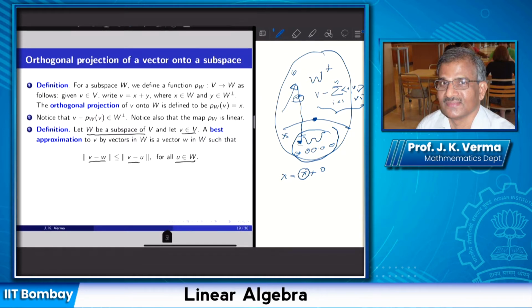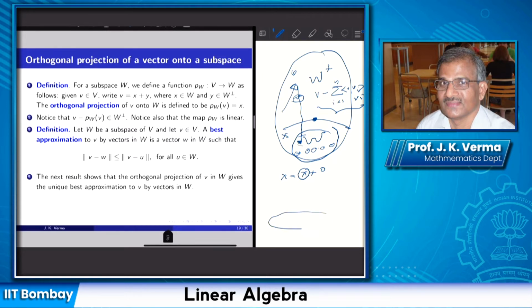Okay, so it says that if I can find a vector w so that the distance between v and w is the smallest among the distances of v from u for every u in W, then this vector w is called the best approximation of v by vectors in W. Okay, so in practice, how are we going to do this?